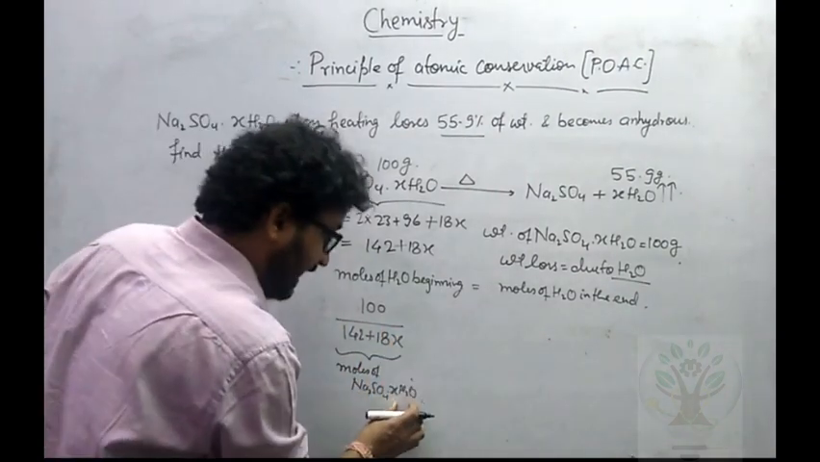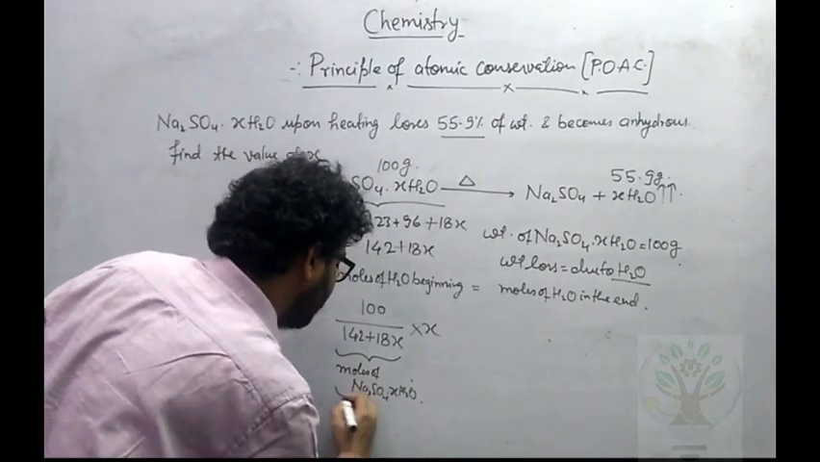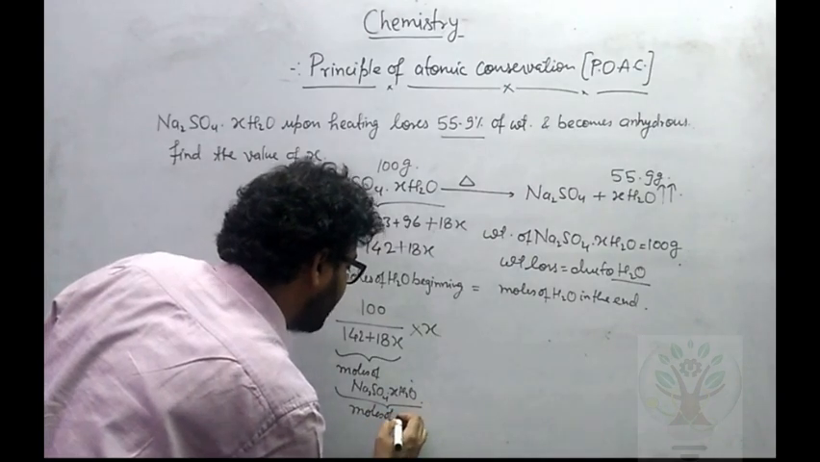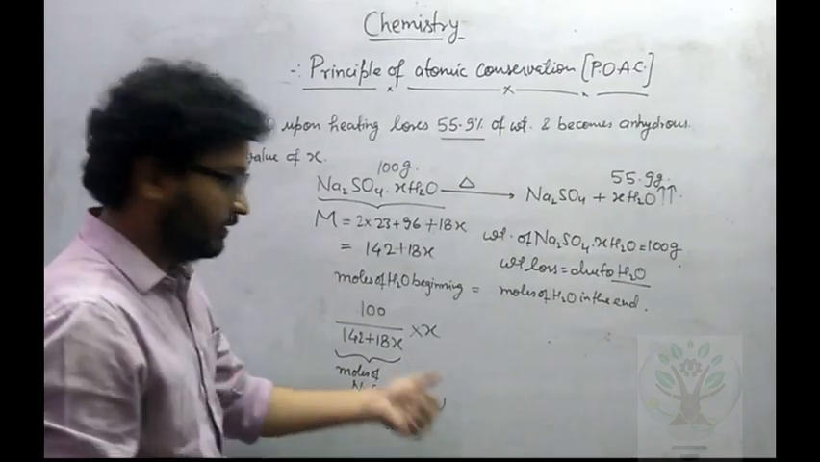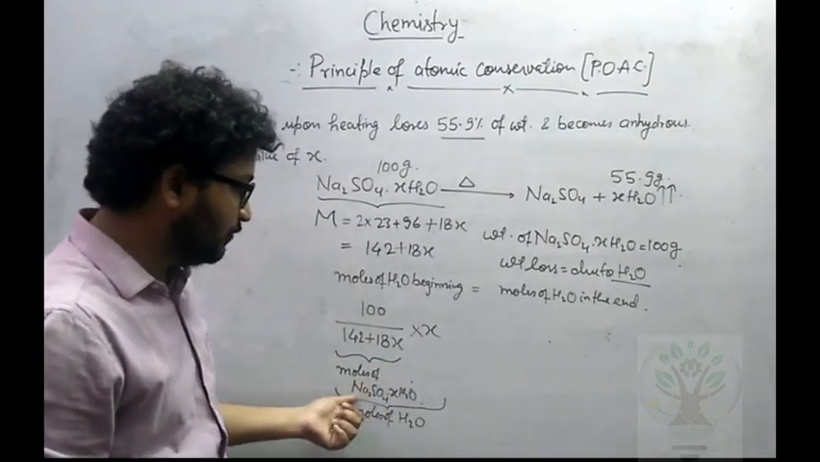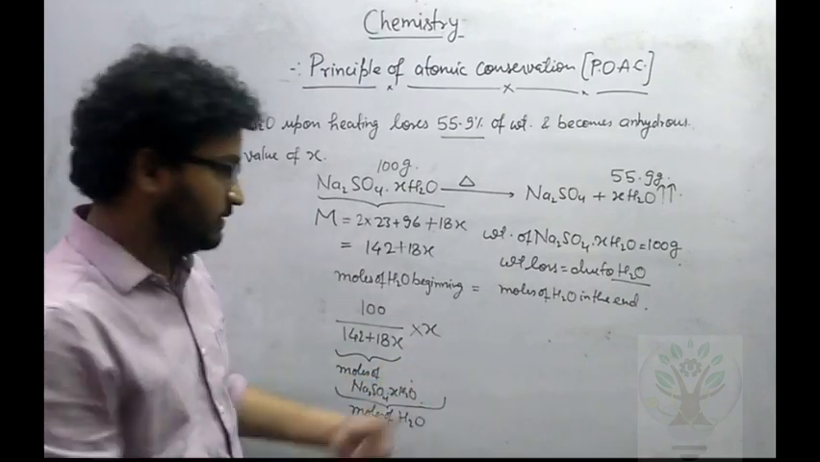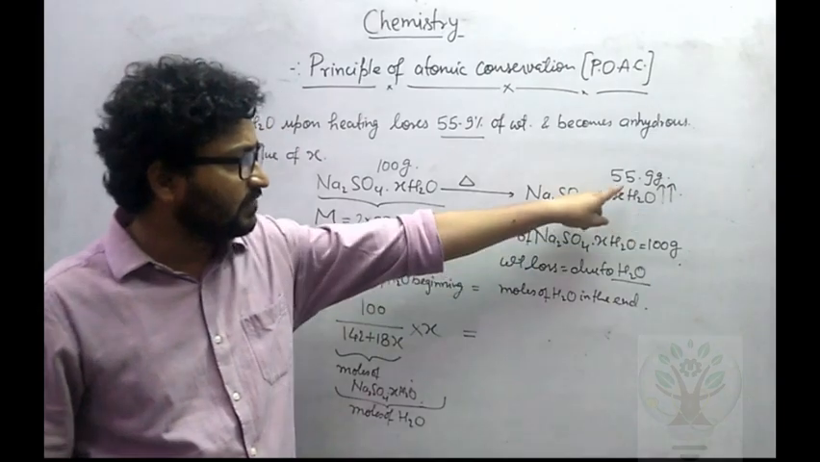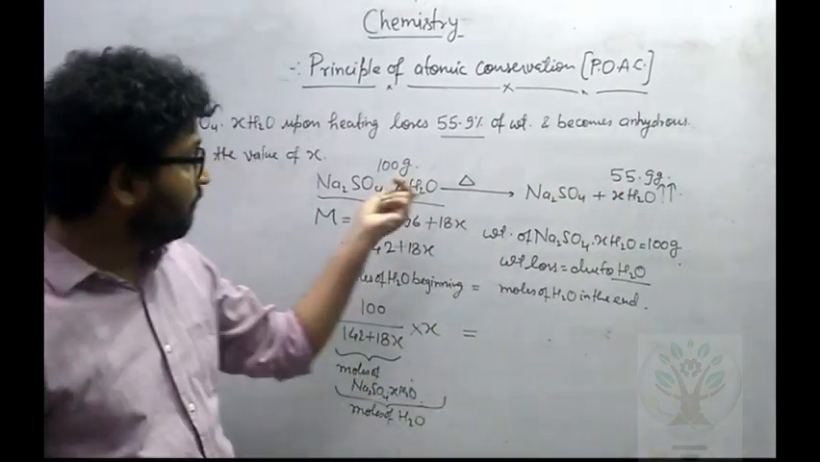Now, each Na2SO4.XH2O contains how many H2O? It contains XH2O. So if I multiply this by X, what will I get? This is moles of water. Because each molecule of Na2SO4 contains X molecules of H2O. So multiply by X. How many grams of water are you getting there? You are getting 55.9 gram of water out of 100 gram of it.